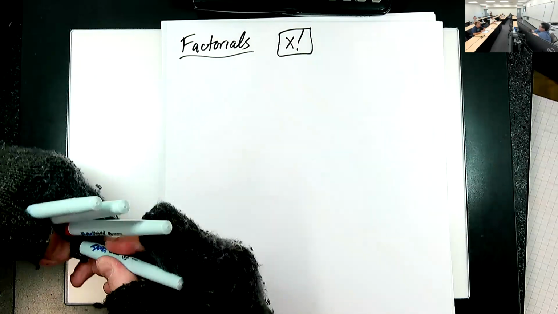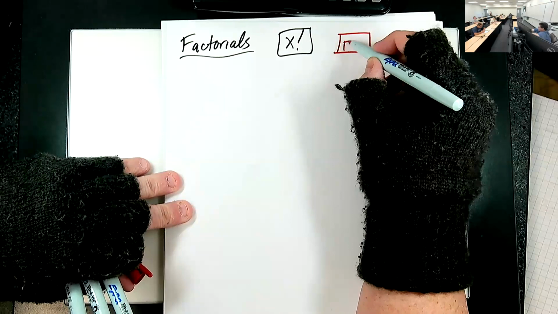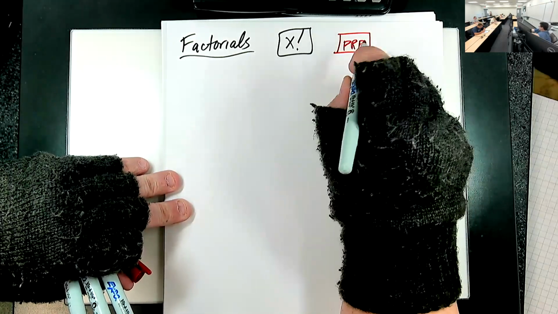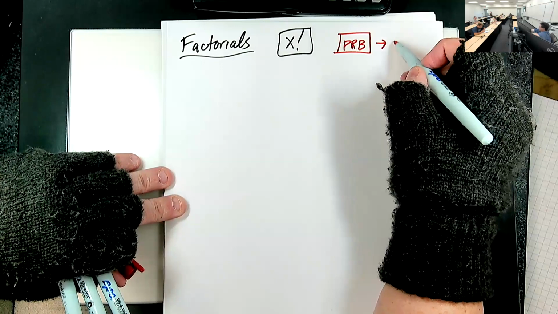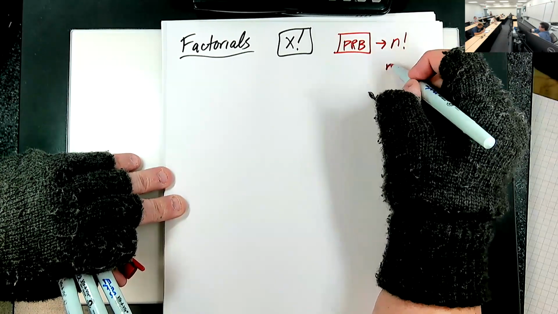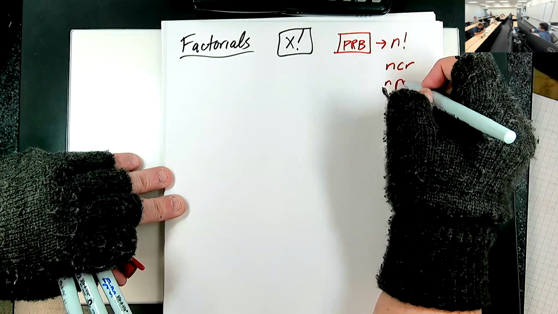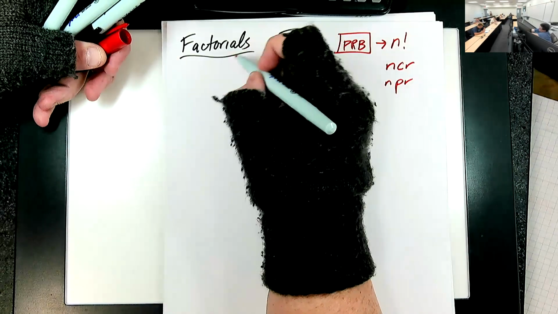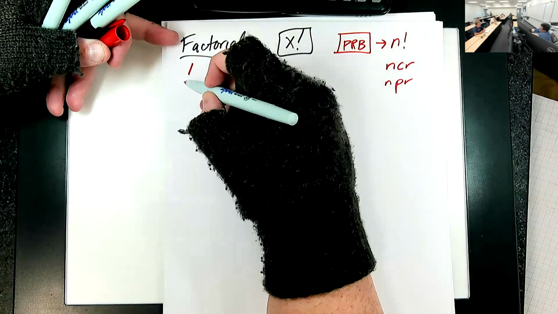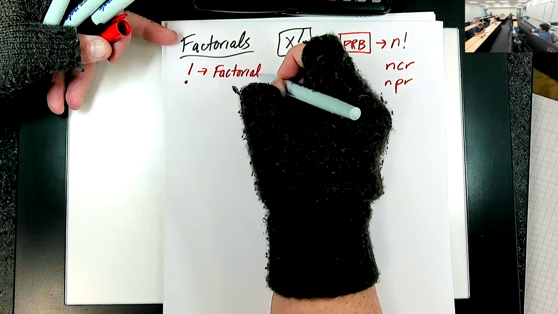If your calculator doesn't have it, your calculator might have a button called PRB for probability. And generally when you do it, it'll give you 3 choices to choose from. It will say N factorial, NCR, and NPR. So the factorial, that is the symbol for a factorial.